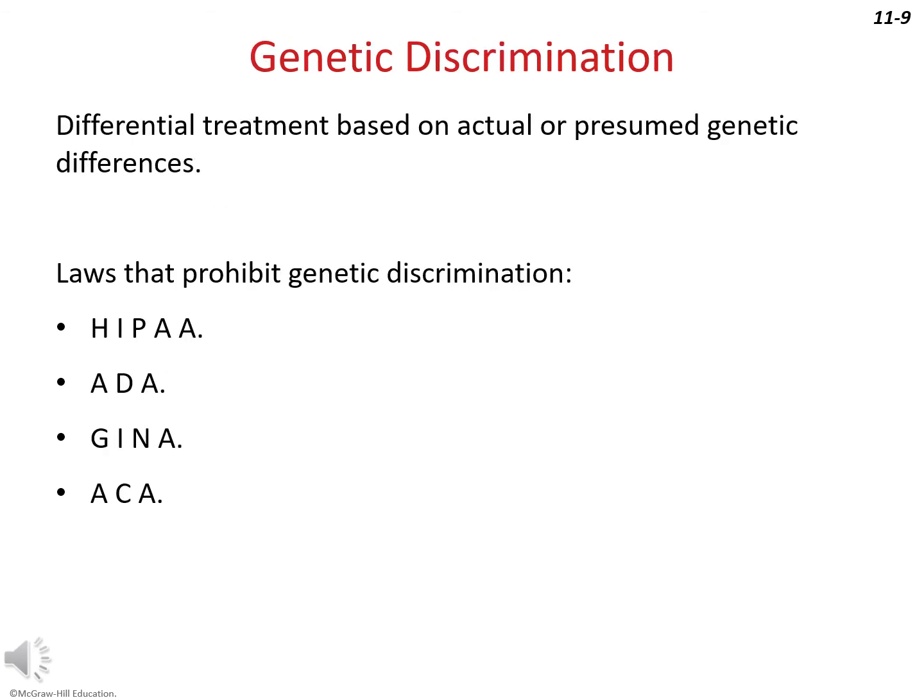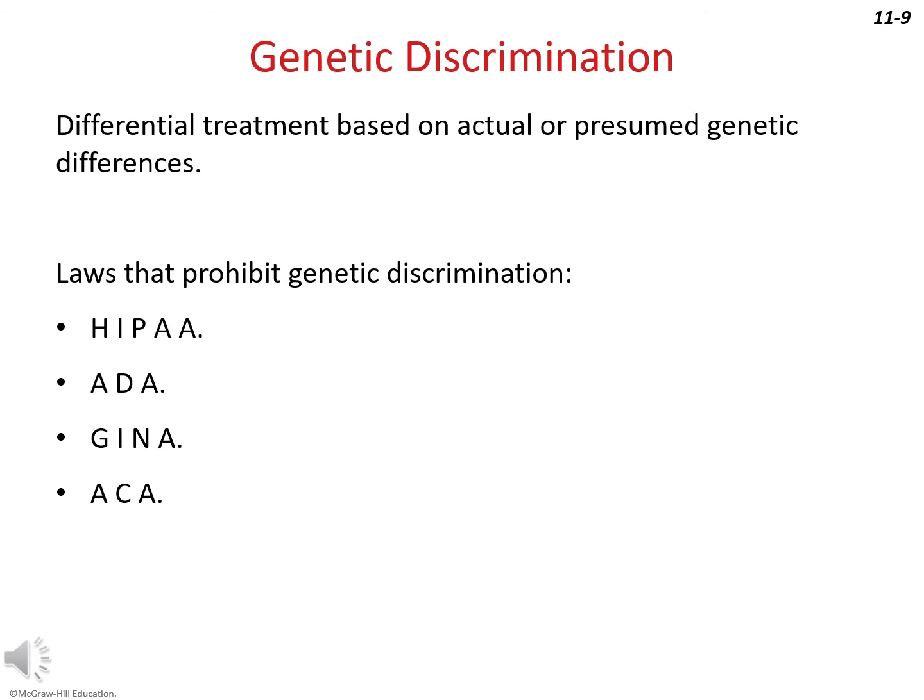Genetic discrimination. So these laws are placed into effect to protect people from being discriminated against due to their genetics. So there's HIPAA, and that is to protect their information from being leaked, so keep everything confidential when it comes to health. The ADA, so Americans with Disabilities Act, and that is to protect people from being discriminated against due to their disability. We have GINA, and that's the Genetic Information Non-Discrimination Act, and that is to prevent health insurers and companies from discriminating against people in the workplace.